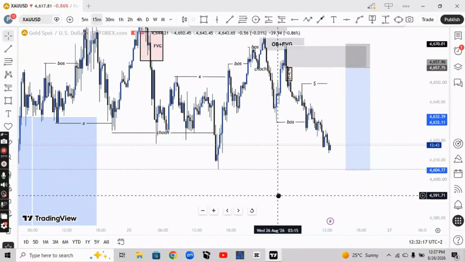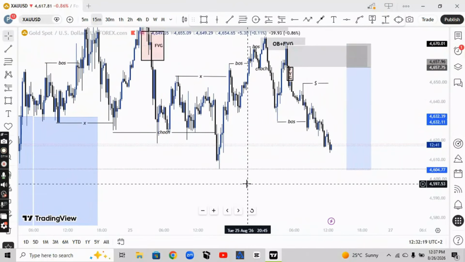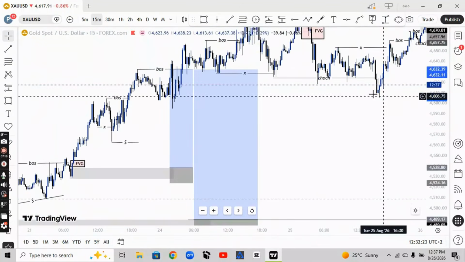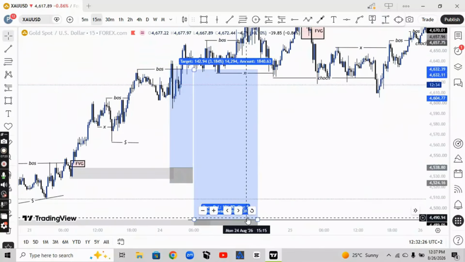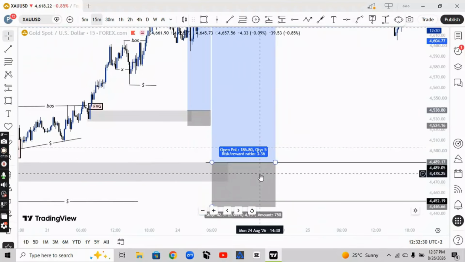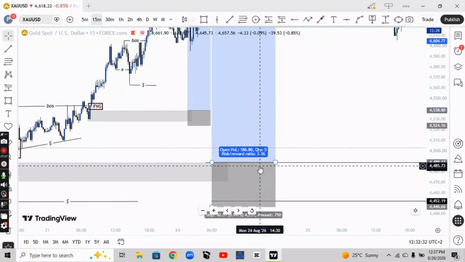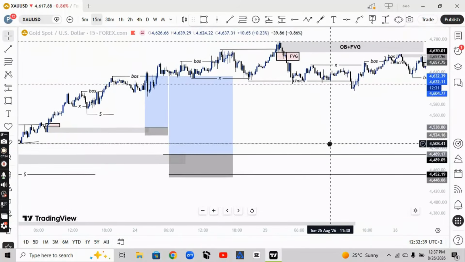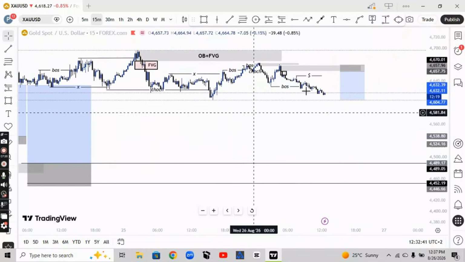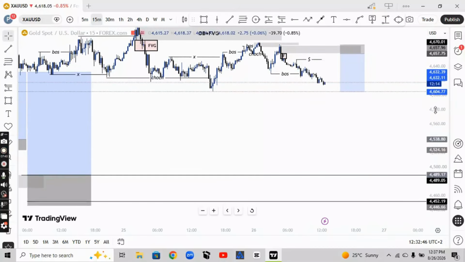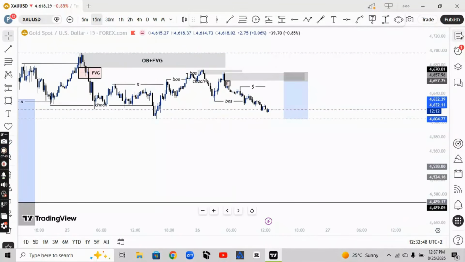But remember, this is the correctional move. Our actual setup that we made was this level and this level. However, I'm more concerned about this level because this level is on a 50% retracement. So this is just a correctional move, this level here. So we're going to wait and see what happens.